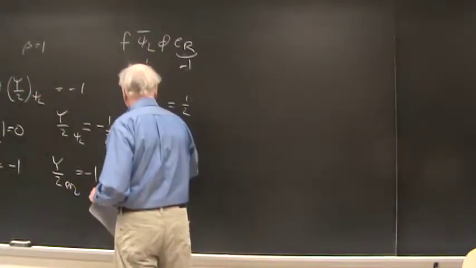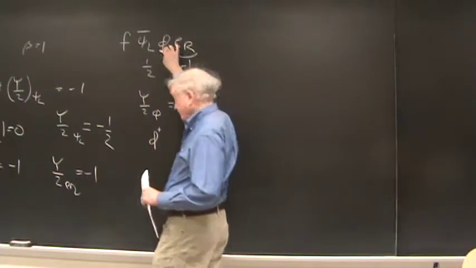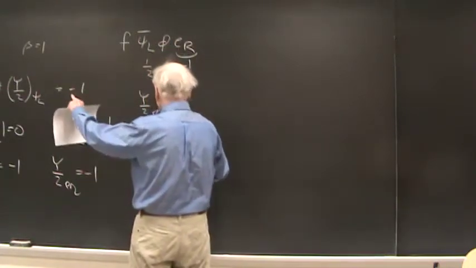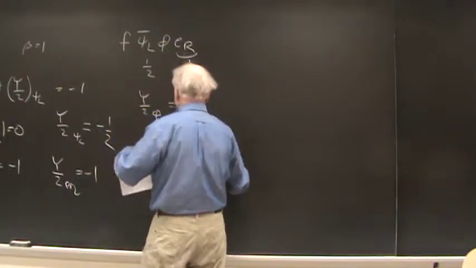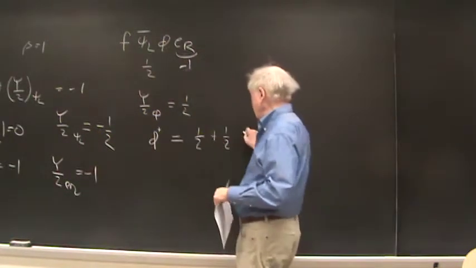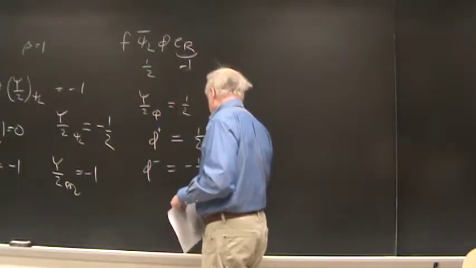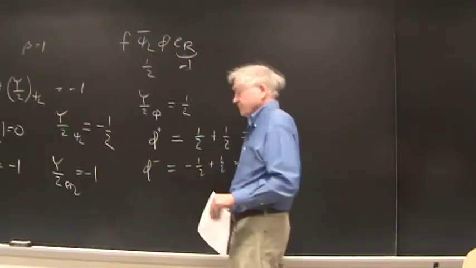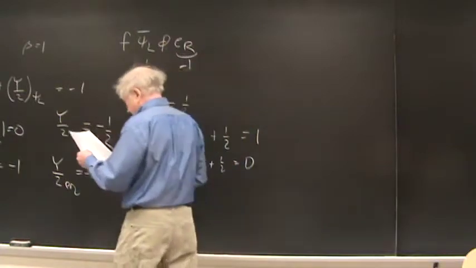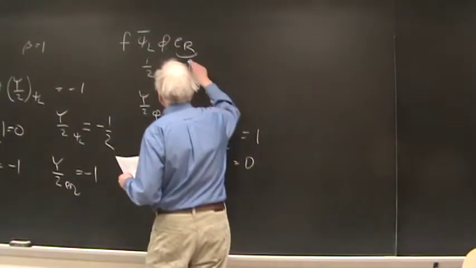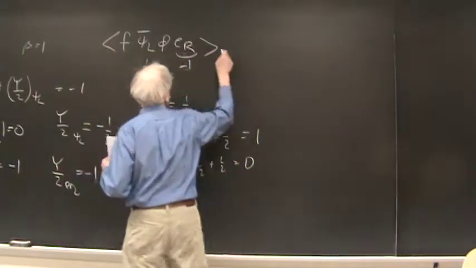Well, phi plus, meaning the top one, is going to have charge 1 half because of the T3, plus 1 half from the y over 2, and that's 1, whereas phi minus is going to be minus 1 half plus 1 half equals 0. So this then means, all right, let's see what we get in the way of a Higgs field in the vacuum. What's the vacuum value of this thing?